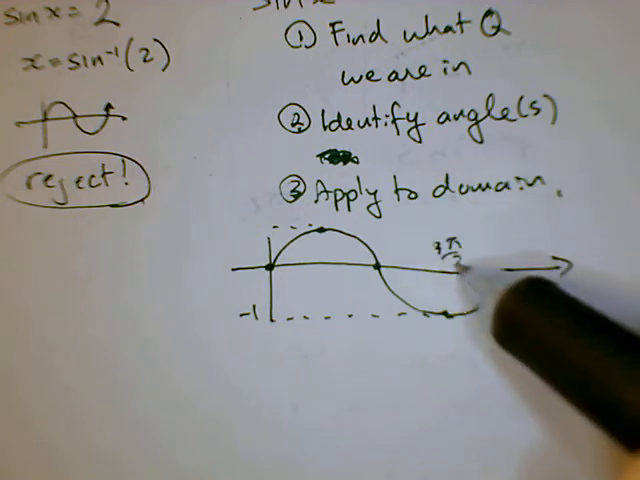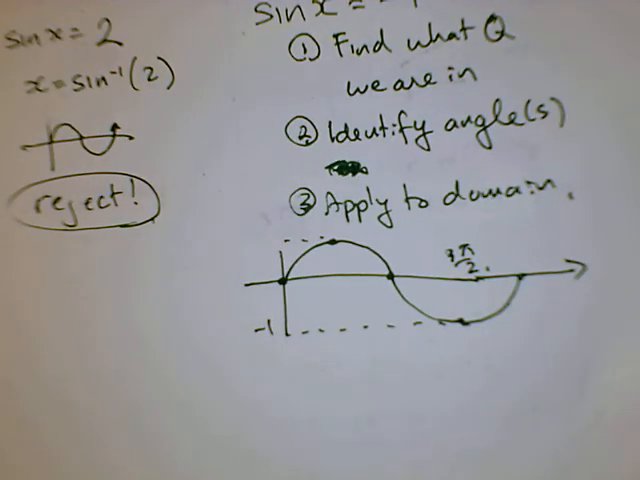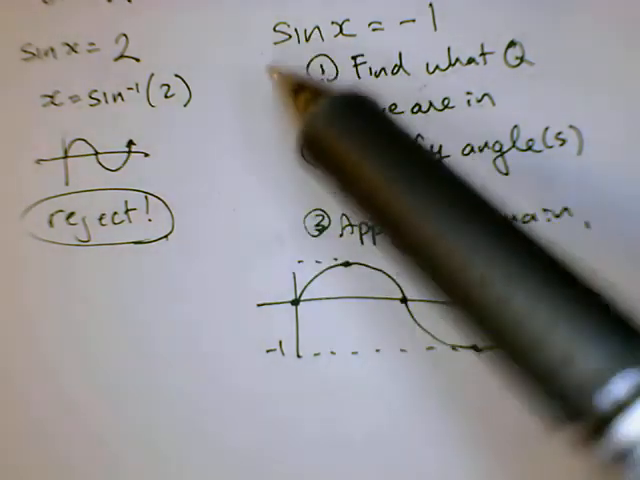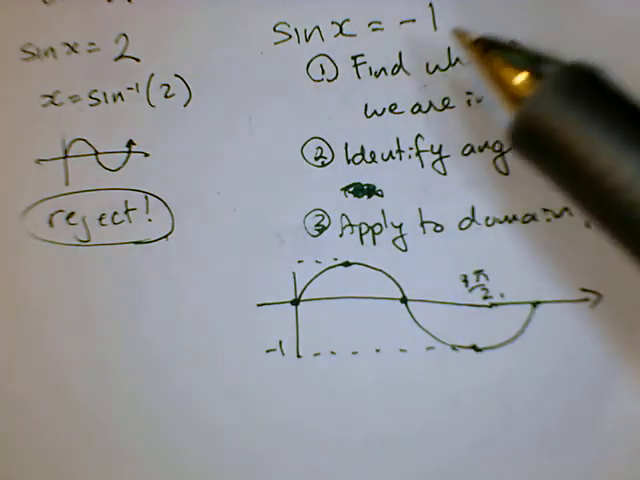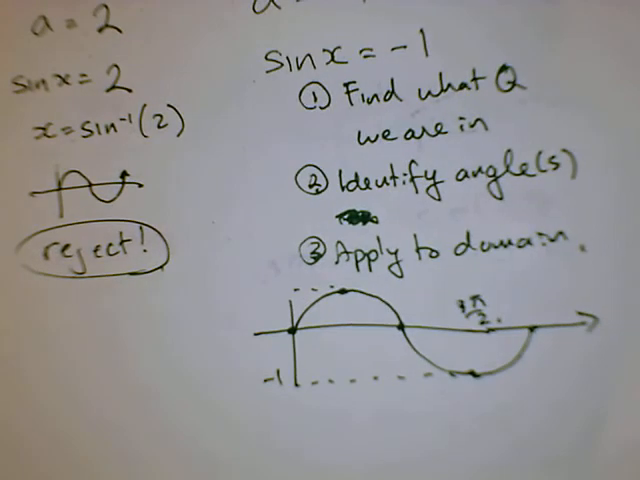Or 3 pi over 2. Okay, so find out what quadrant we are and identify the angles. Sometimes you will get something a little in the gray area like that, but it doesn't mean you're doing anything different. You're still trying to find the angle and then apply it to the domain.